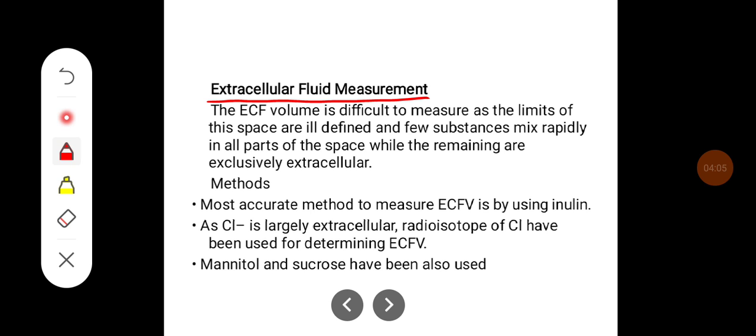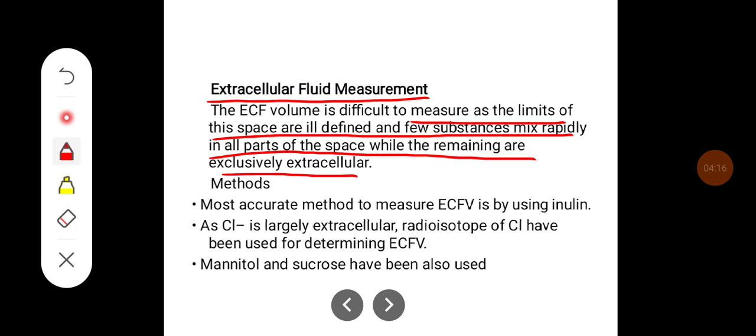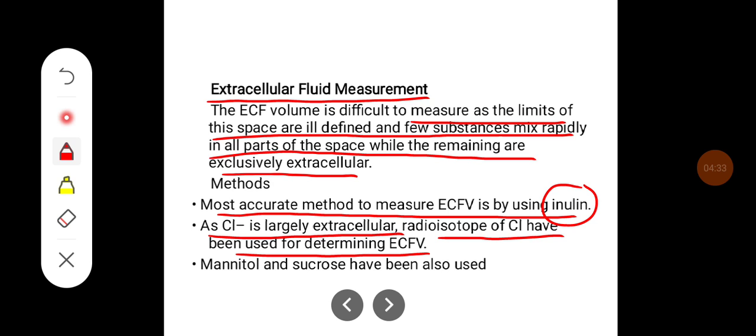Extracellular fluid measurement. The ECF volume is difficult to measure as the limits of this space are ill defined and few substances mix rapidly in all parts of the space, while the remaining are exclusively extracellular. The most accurate method to measure the ECF volume is by using inulin. As chloride is largely extracellular, radioisotope chloride has been used for determining extracellular fluid volume. Mannitol and sucrose also have been used.